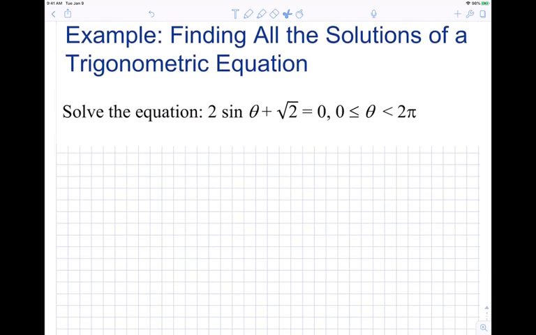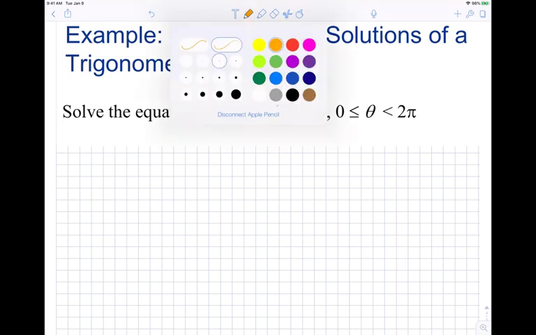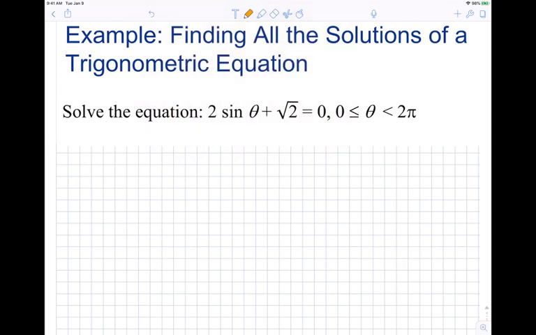So we're asked to solve this equation. All right, so let's get a copy. What color are you feeling? Okay, that's fine. So here's a copy of the original. We have 2 sine theta plus the square root of 2 equal to 0. And we want all the solutions from 0 to 360.